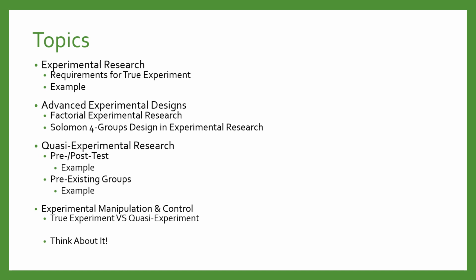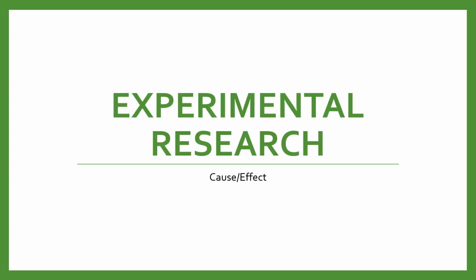And then I will show you the two different types of quasi-experimental research that are most common in behavioral sciences, the pre-test and post-test, and pre-existing groups, and provide an example of each. And then I will dig into what it's all about with experimental manipulation and control, and what manipulation means, and how manipulation is really what sets quasi-experiments and experiments apart from other designs. And then I'll give you an opportunity to test your knowledge. So let's begin with experimental research, or true experiments.